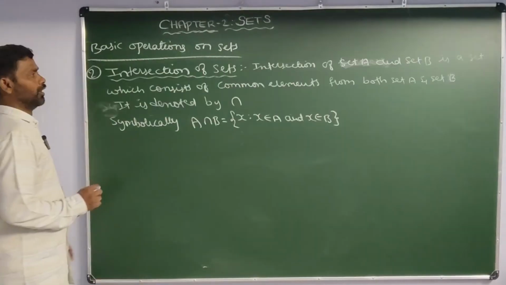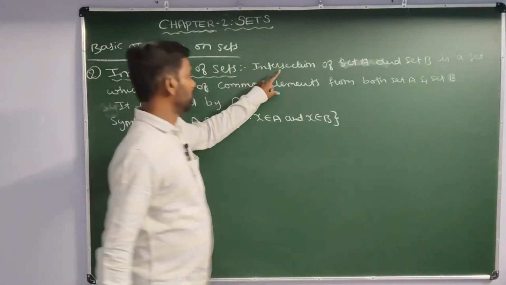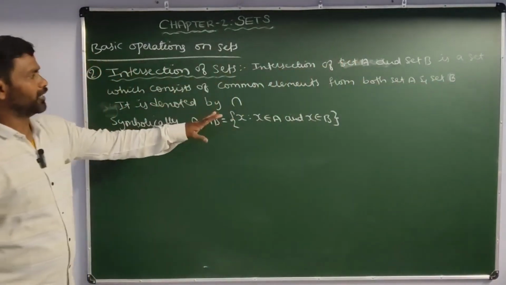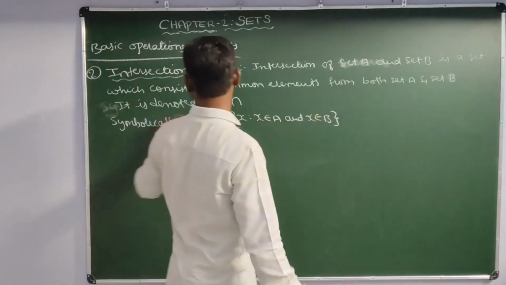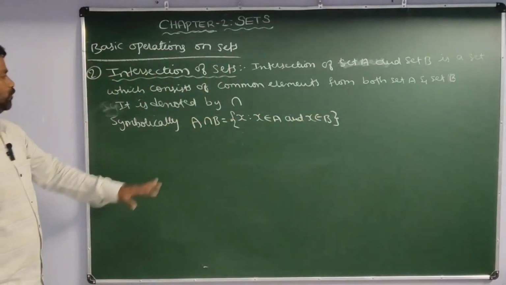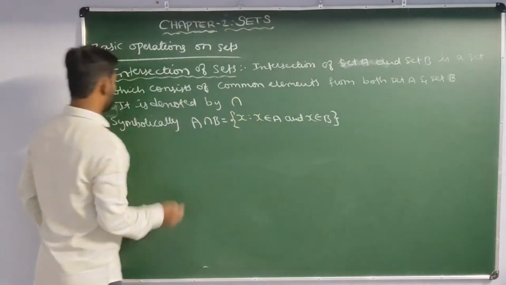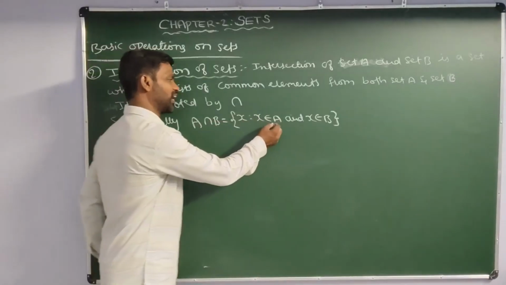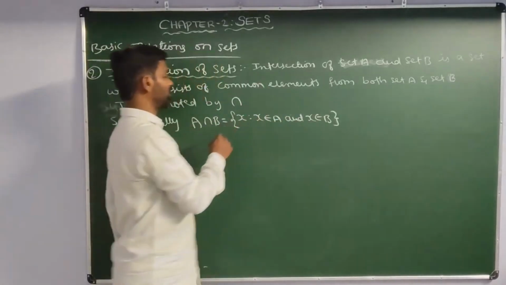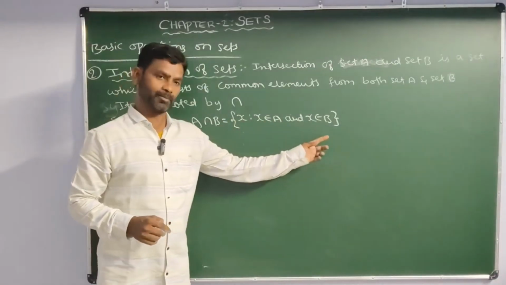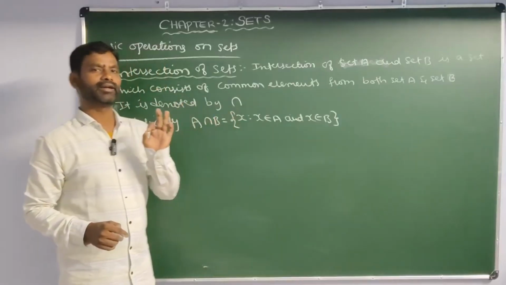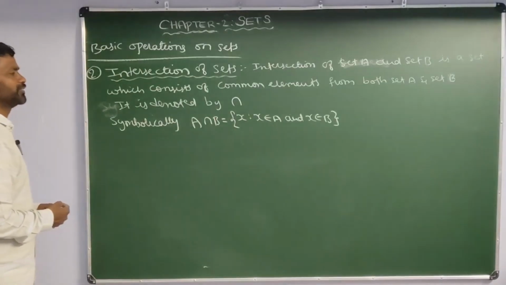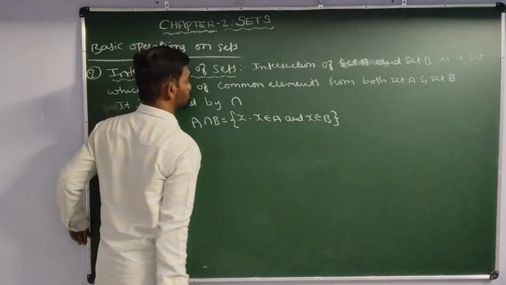Okay. Next, intersection of sets. Intersection of set A and set B is a set which consists of common elements from both set A and set B, and it is denoted by inverted U. Symbolically, we can write A intersection B is equal to x such that x belongs to A and x belongs to B, whereas A union B is x such that x belongs to A or x belongs to B. A slight difference: and, or.